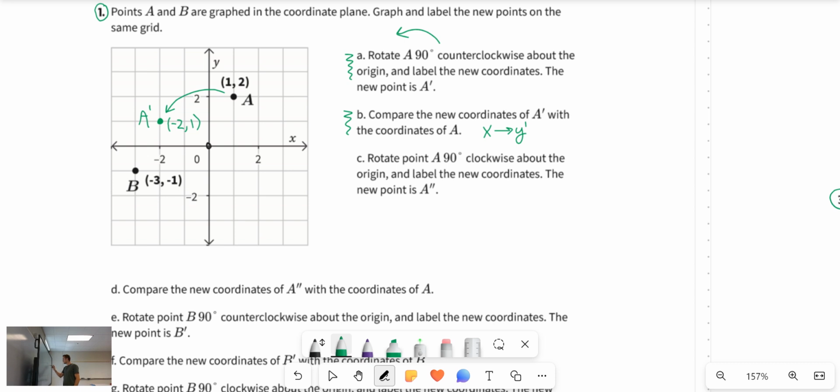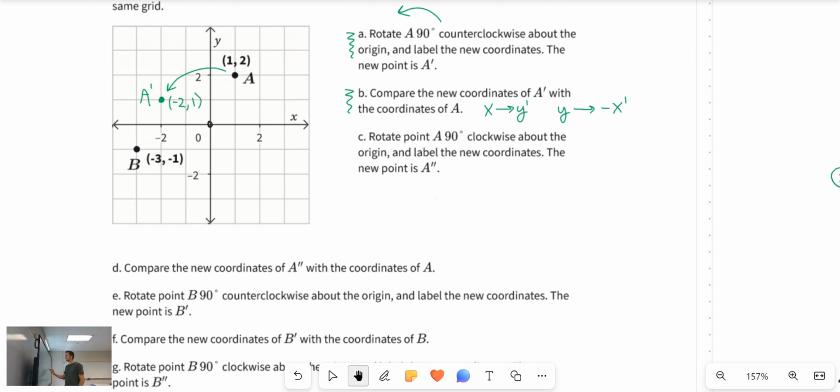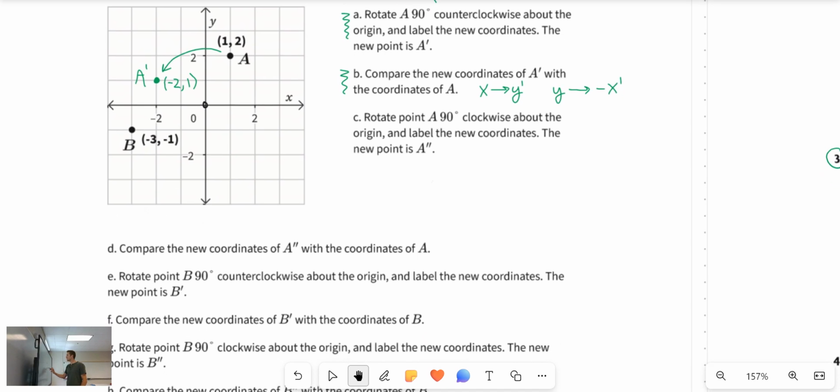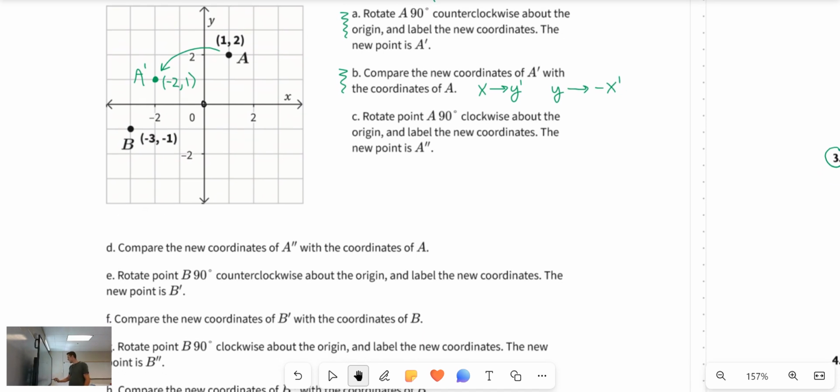And then the y value became the negative, the opposite, of the x value. The y value, we moved it to the x value part of the coordinate, and we made it negative. So that's what we did to the coordinates there. Let's move a little bit down and see what we can do with part C.